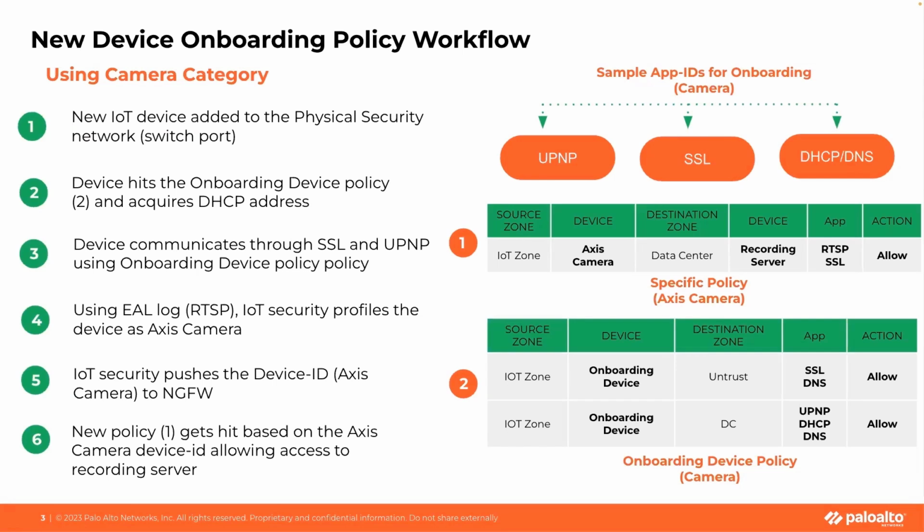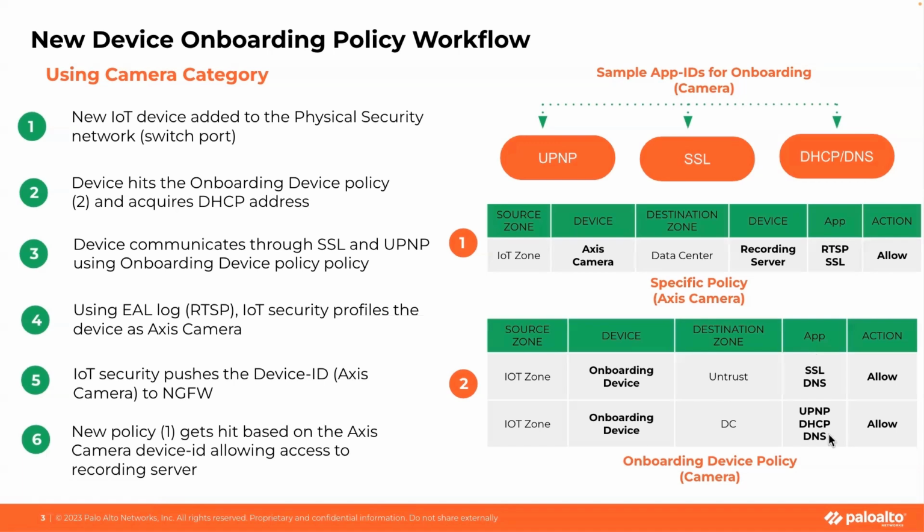So let's take an example of how a newly onboarded device's workflow would be. For example, for a camera, a device is connected in your network to your switchboard. The device hits your onboarding device policy, which you have over here, which is allowing applications such as SSL, DNS, and other applications which we have allowed for camera, such as UPnP as well. So the device hits the first onboarding device policy and DHCP is allowed, so it acquires a DHCP address. Now the device communicates through SSL and UPnP using these device ID policies.